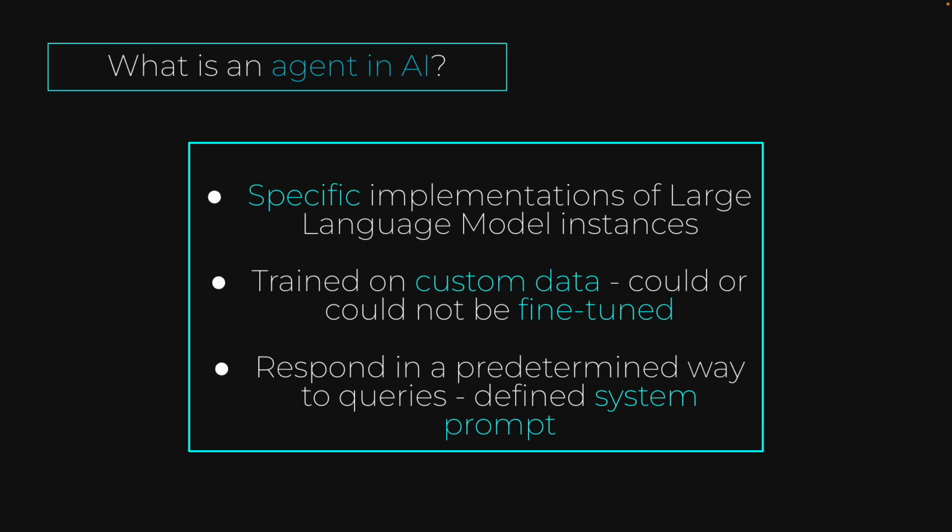Or it could also not be. It could be a general model that you're just specifying with some data. And it has to respond in a predetermined way, so both you and other AI systems know how to interact with the agent. This is all defined in the system prompt, which we're going to explain in just a few minutes.